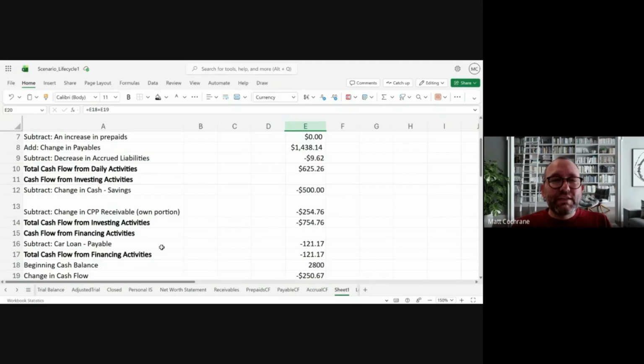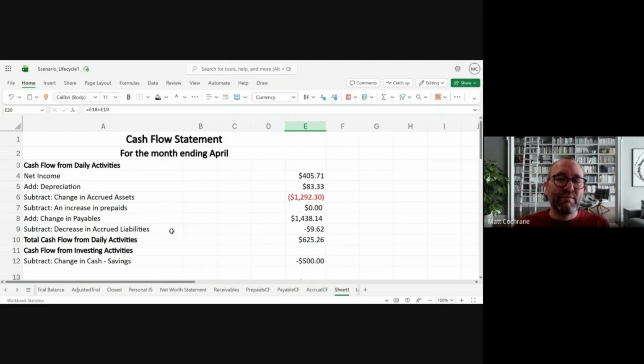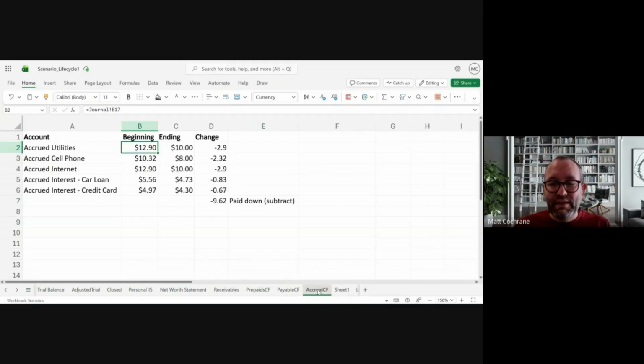Where would the interest on the mortgage go? Well, similar to the interest that we looked at here in the accruals, the accrued interest in the car loan and the accrued interest for the credit card, these would go into the cash flow from daily activities. Okay, so cash flow statement, very, very important. And that rounds out the creation of our three different statements.